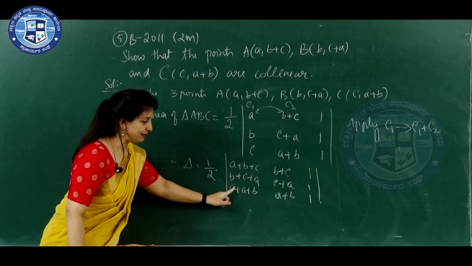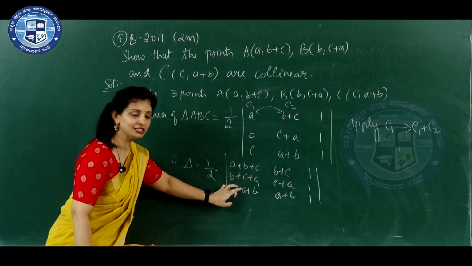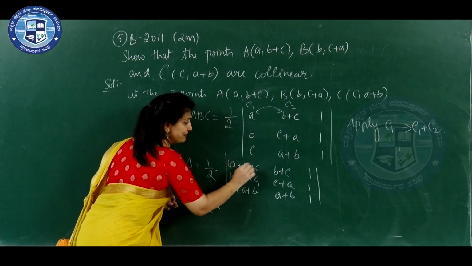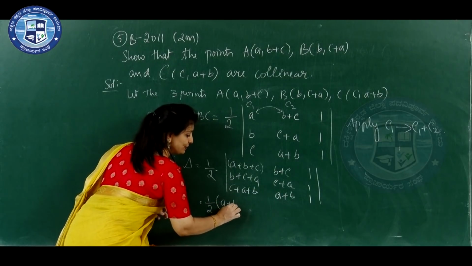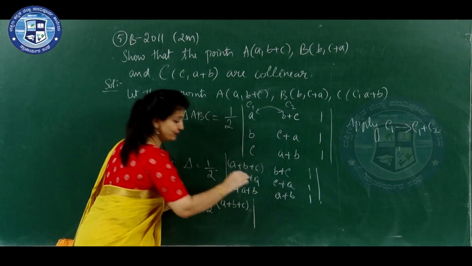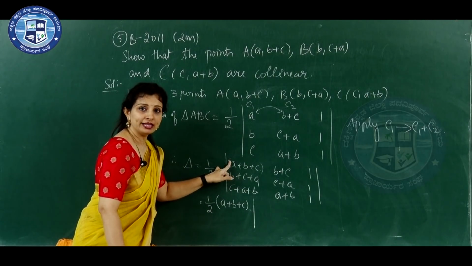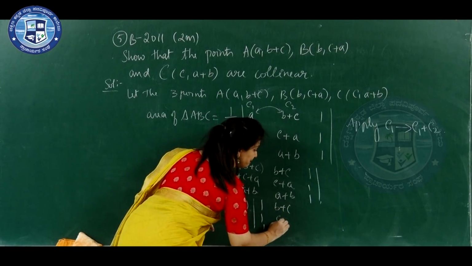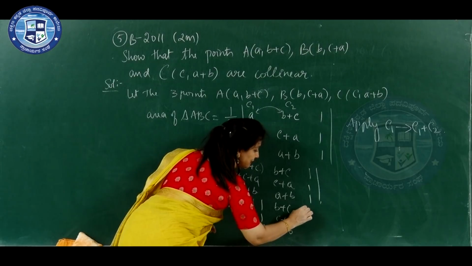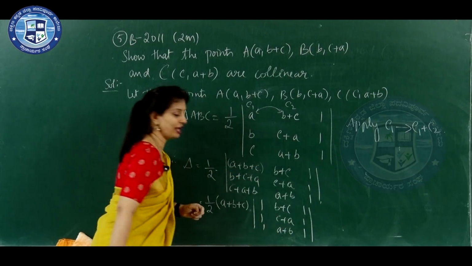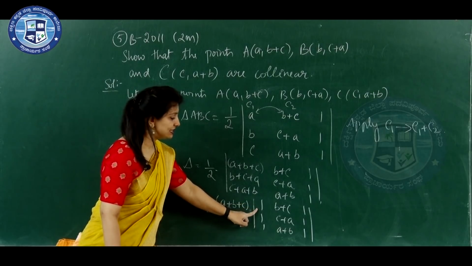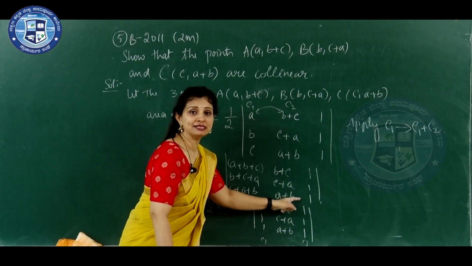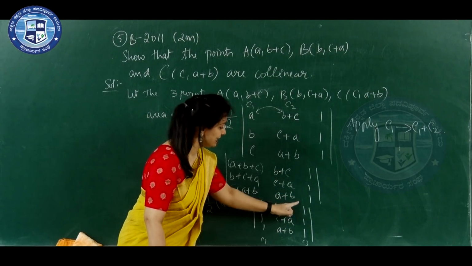Now, can we take this A plus B plus C, which is common in the first column elements, outside the determinant? So, A plus B plus C is common in the first column, and it is written as A plus B plus C into, it is taken out. What are the elements of the first column? 1 1 1. Then the third column elements are also 1 1 1.